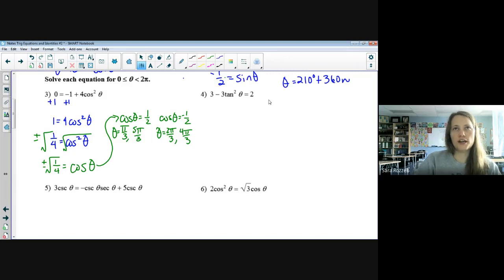Do you want to try number 4 on your own? No? You said no? Go ahead and get it set up to where tangent squared is by itself, and then I'll go from there. So go ahead and get tangent squared by itself.